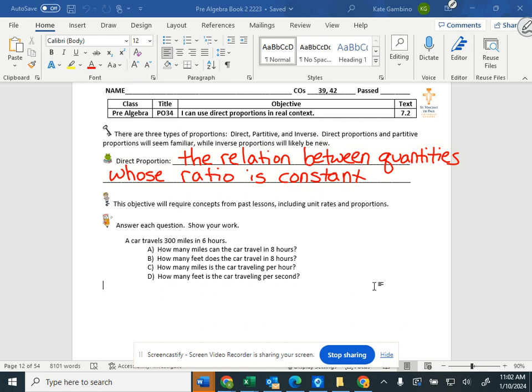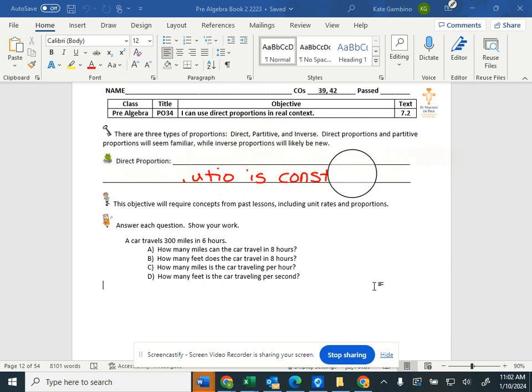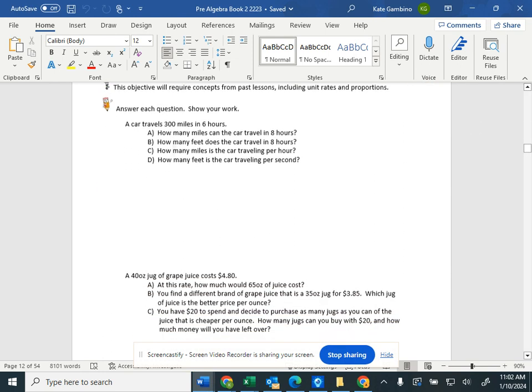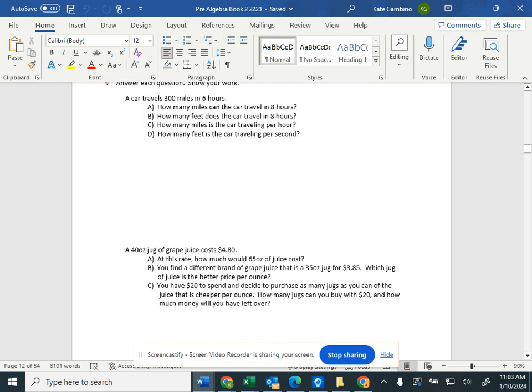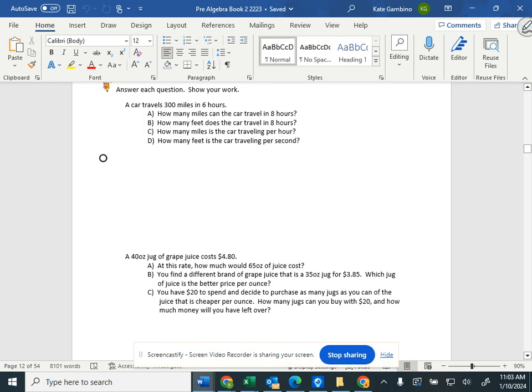So today I said there were three types of proportions. Today is focusing just on the direct proportion. Okay. So we're not doing all three types of proportions at once, just the direct proportion. So let's look at how we use direct proportion. And notice how it says, show your work. So we're not just going to do mental math with it, or just use our calculator. We're showing how we are doing it.